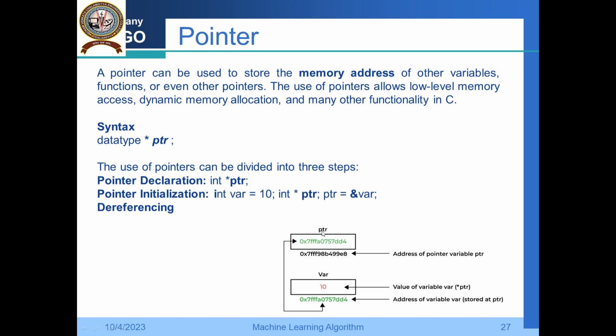The pointer ptr here holds the address. First, you see this is a variable containing the value 10, and it has an address here. This address is put inside the pointer. These two addresses are the same, and for the pointer itself there is another address here. This one is the address of the pointer. You can clearly understand this.